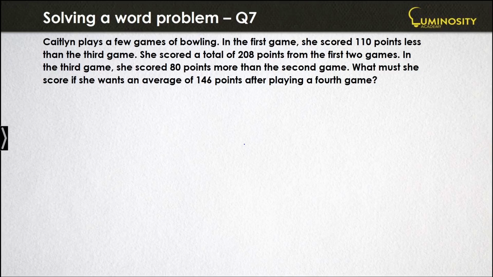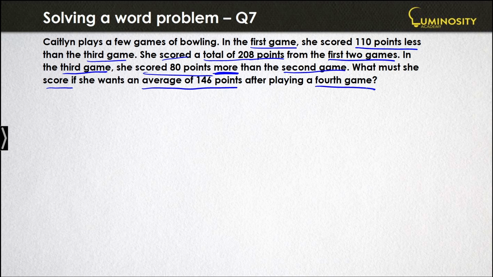Solving a word problem, question 7. Kaylin plays a few games of bowling. In the first game, she scored 110 points less than the third game. So from the first game, 110 points less. She scored a total of 208 points from the first two games. In the third game, she scored 80 points more than the second game. What must she score if she wants to get an average of 146 points after playing a fourth game?